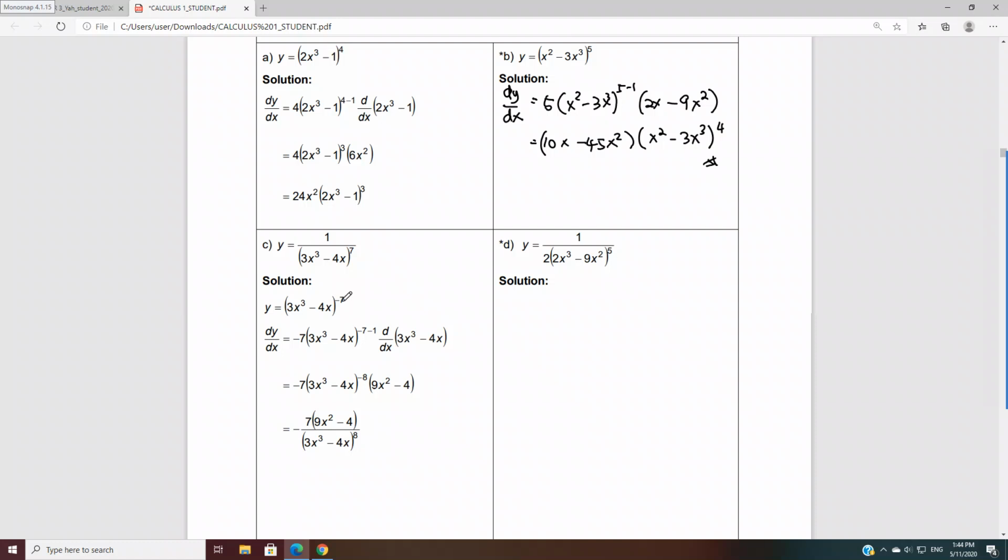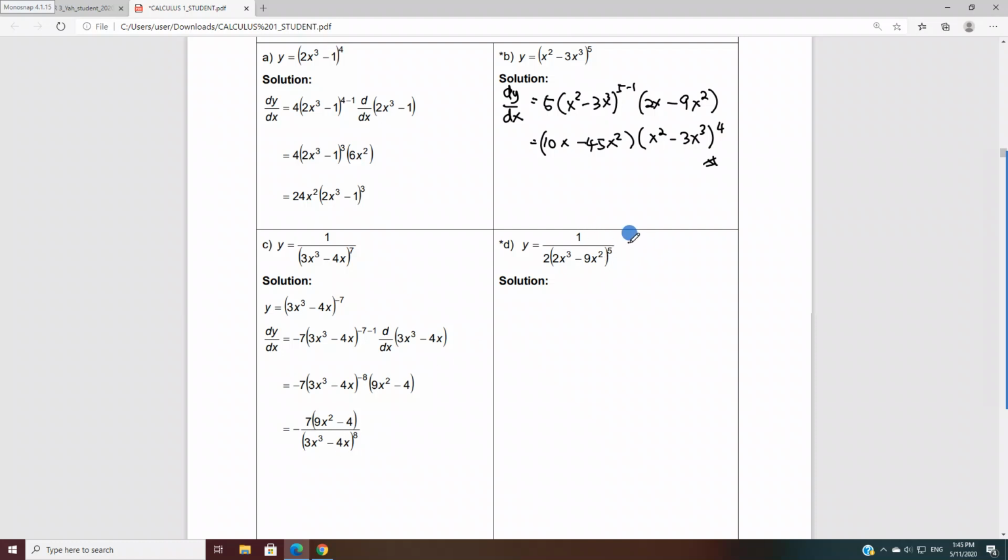So, buat macam biasa lah. Differentiate kuasa dulu. So, negatif 7 ke depan. Lepas tu yang ni tolak 1. Lepas tu baru differentiate dalam bracket ni. Differentiate 3x cube dapat 9x square. Differentiate negatif 4x dapat negatif 4. So, simplify dapat ni lah.